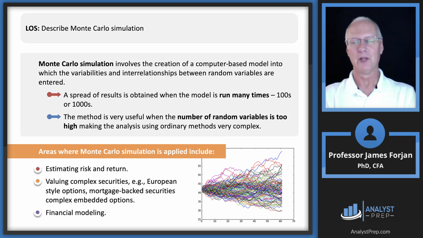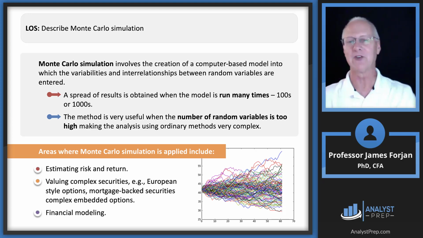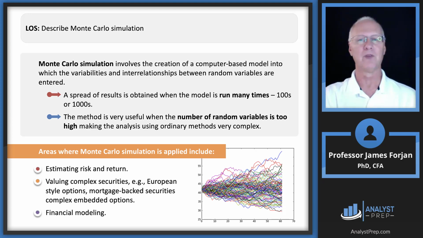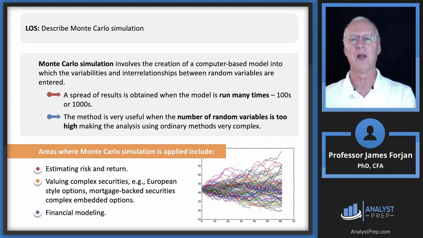And what we're going to do is just change each variable at each different node. Think of it as each different node on that tree. And then we're going to calculate the price. And we're going to do this. Notice it says on that first arrow point, we're going to run this many times. Hundreds of times, thousands of times, maybe even tens of thousands of times.